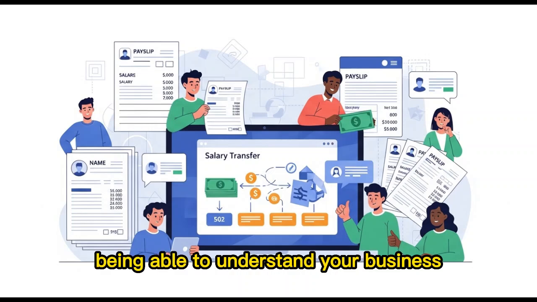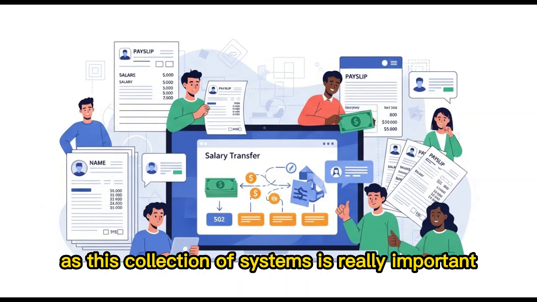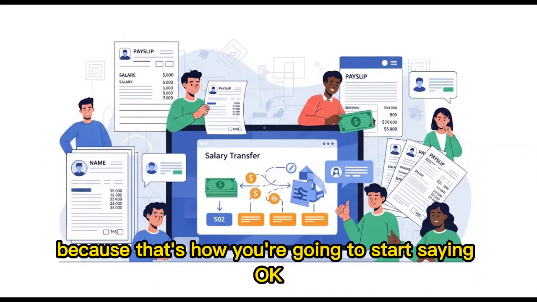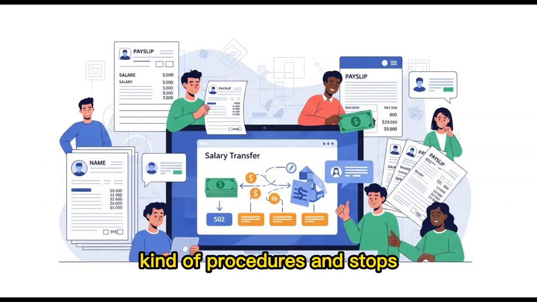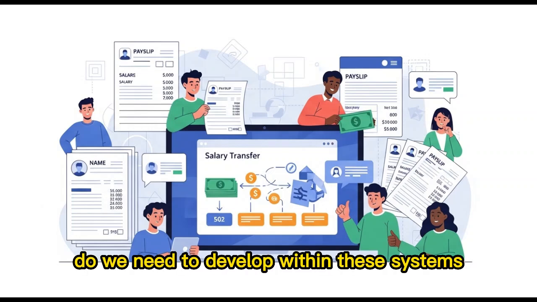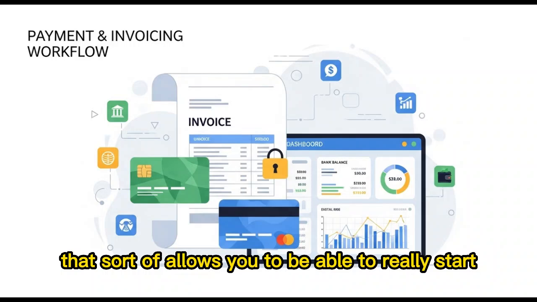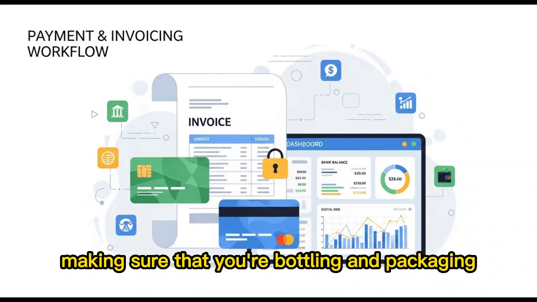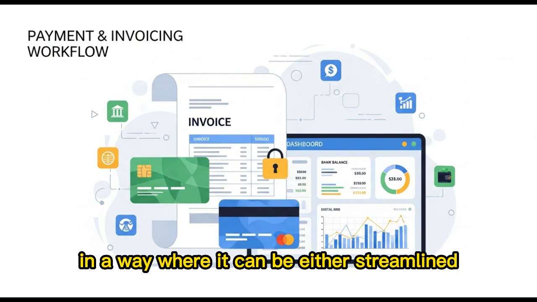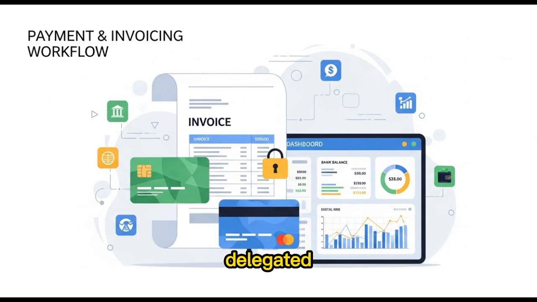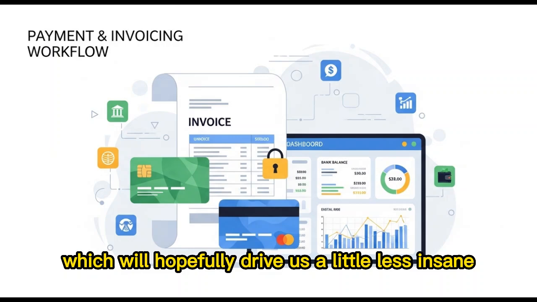So being able to understand your business as this collection of systems is really important, because that's how you're going to start saying, okay, so what processes are within these systems, what kind of procedures and SOPs do we need to develop within these systems, and then that allows you to really start making sure that you're bottling and packaging every little bit of your business in a way where it can be either streamlined, simplified, automated, delegated, which will hopefully drive us a little less insane.